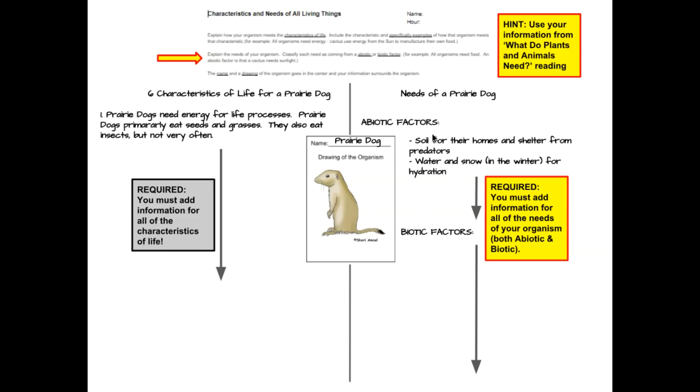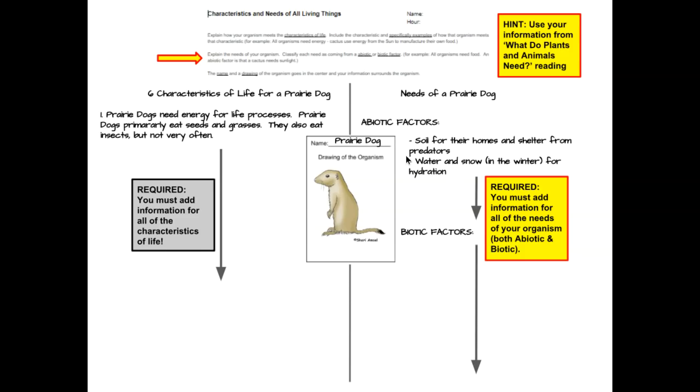And so there's a whole bunch of abiotic factors that a prairie dog would need, but for the example, I just chose 2. They would need soil for their homes and shelter from predators, and they would need water and snow. They actually eat snow in the winter that melts for hydration. Where did I find that information? Well, once again, I looked it up. So I'm looking up the information to figure out what the animal needs.